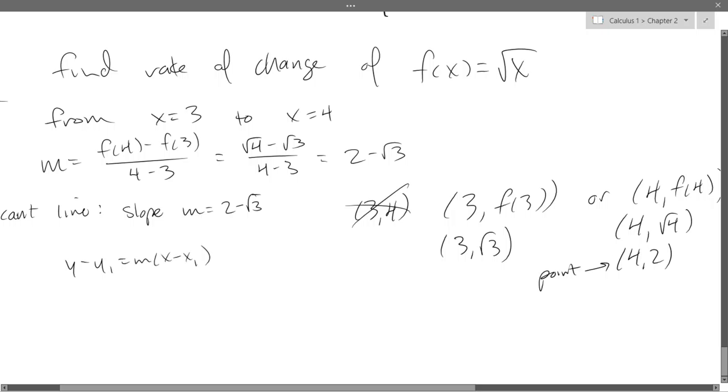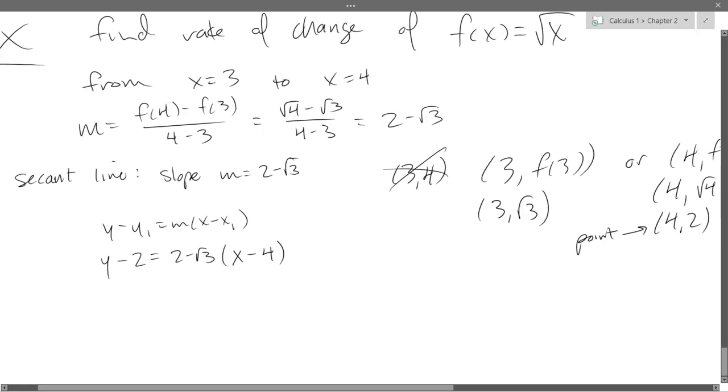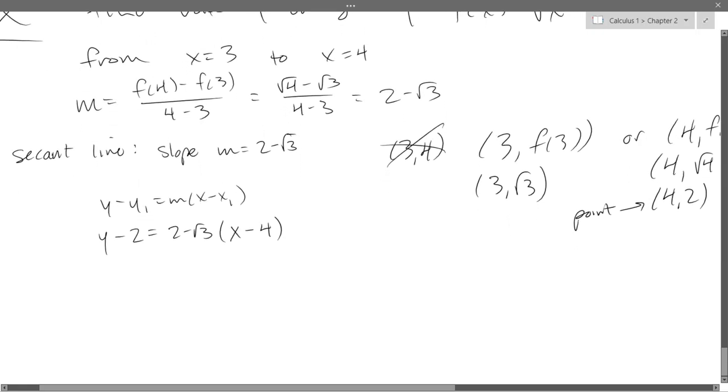So we got our slope, we have our point. So we got this point slope form, or whatever form they call it. So we got y minus 2 equals 2 minus square root 3 times x minus 4. So what's wrong with my notation? The 2 minus root 3 needs parentheses. Yeah, 2 minus root 3, that needs to be grouped together.